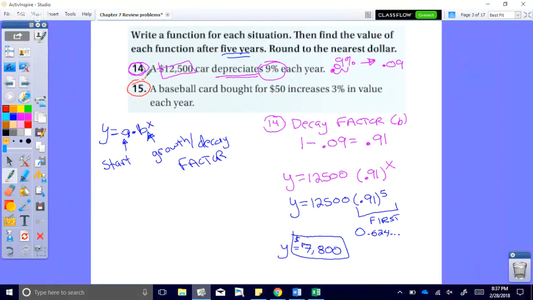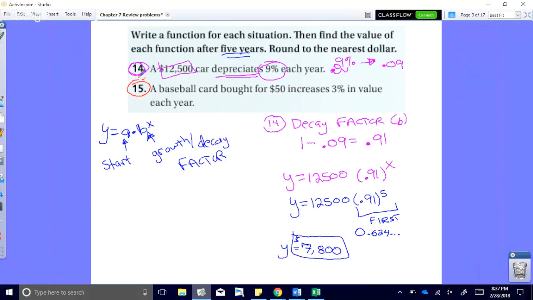Okay, 15, again, I'm going to give you the setup and let you do the calculator part. It's the same gist about a baseball card, but this time the value increases. So for 15, we have a growth factor. You take 1 plus the percent increase. 3% as a decimal is 0.03, so my B is 1.03.